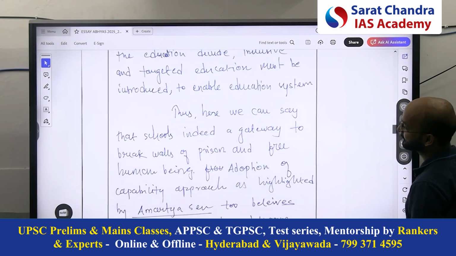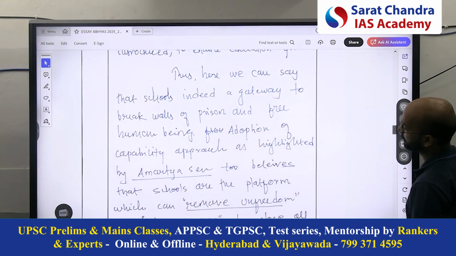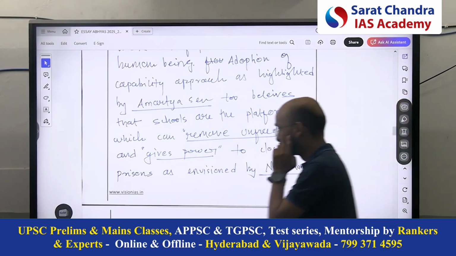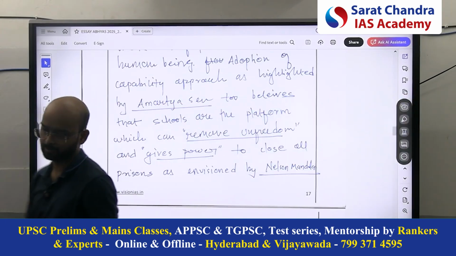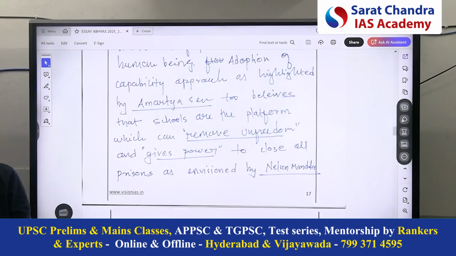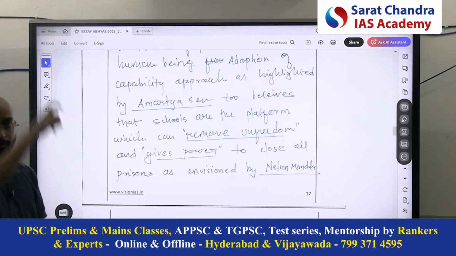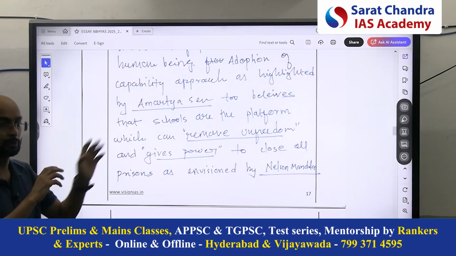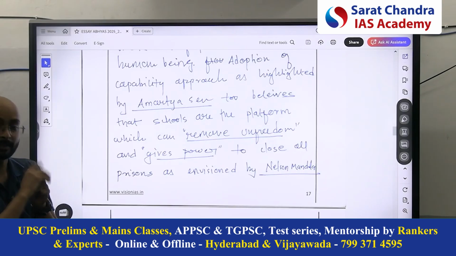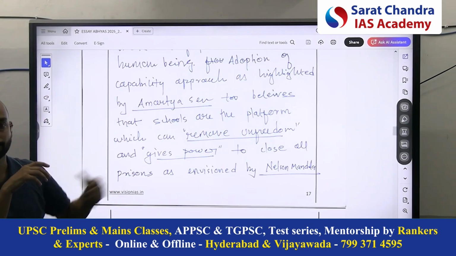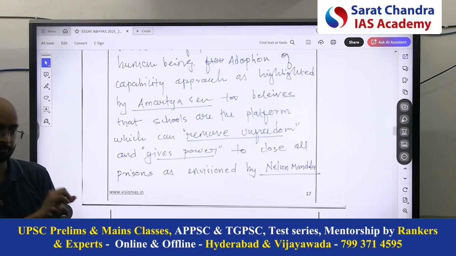Thus, here we can say this is the concluding line, and the use of Amartya Sen, as I mentioned there, that remove the unfreedom and gives the power and these things. So this was the essay. Basically, what I'm trying to present here is, you prepare the structure, you replicate it. And that's why structuring is very important. That helps you to write these kinds of essays.